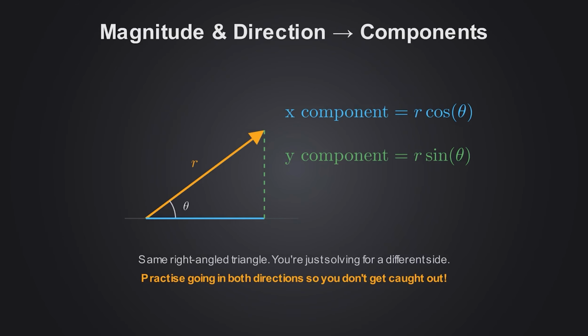And going the other way, from magnitude and direction back to components, we just use trigonometry in reverse. So if we've got a vector with length r at an angle of theta to the x-axis, the x component is r cos theta, and the y component is r sin theta. That's the same right angled triangle, we're just solving for a different side, and the spec wants you to be comfortable in both directions, so don't just practice one way.